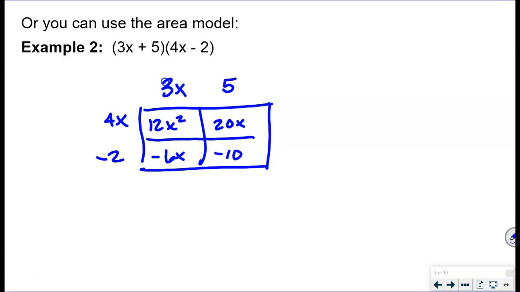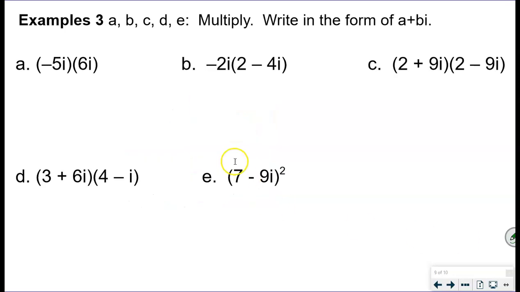So here again, when we do this box method, we've got these two terms, the diagonal, that are like terms. So we're going to do 12x squared. We're going to combine those. 20 minus 6 is 14x minus 10. So you guys can use whichever one of those methods you feel more comfortable with, okay? So, all right, now we're going to work a couple problems together.